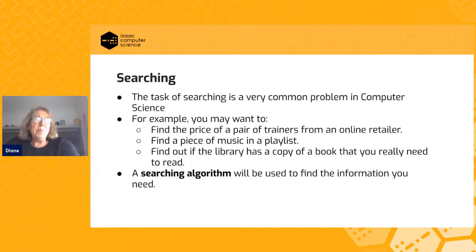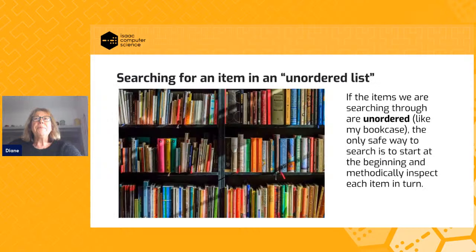So, for example, you might love online shopping, and you might regularly go onto sites and search for things that you want to buy, maybe a new pair of trainers or a computer science textbook. You've probably got music playlists or film playlists on video streaming sites, and you want to look for a particular film or something to play to keep you relaxed while you're doing your computer science homework. So in all of these instances, you will use a searching algorithm to find the information you need.